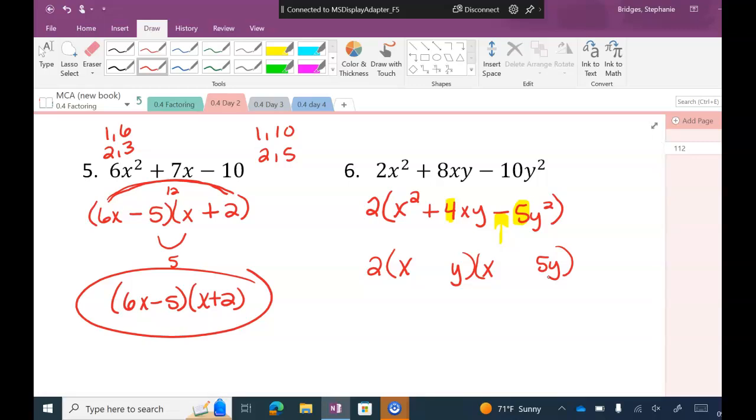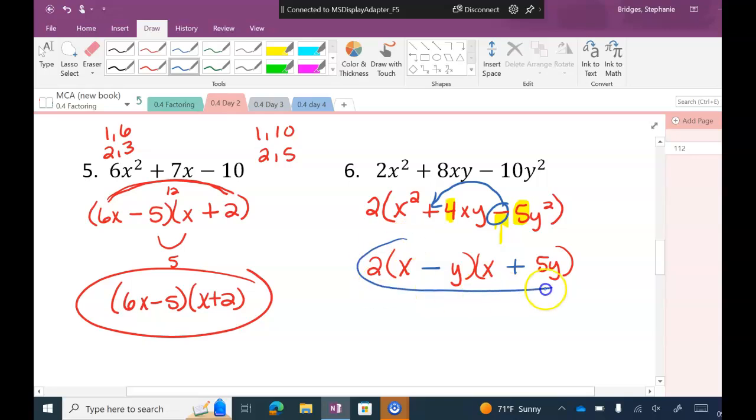Are my signs going to be the same or different? Different. The first sign goes in front of the bigger number. What's bigger, 1 or 5? 5. So we're going to put a plus 5 and a minus. And that's how we're going to leave our answer.